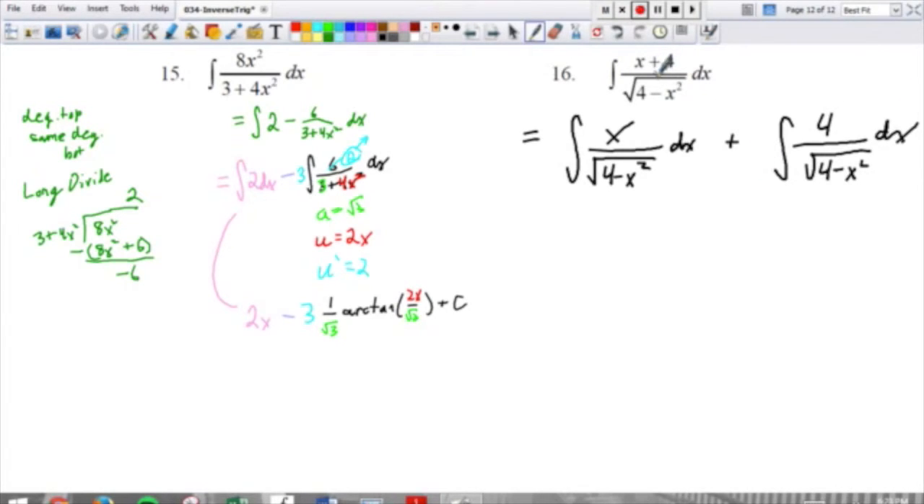So all I did was turn fraction addition back into addition, okay? I'm always allowed to break up integrals over addition and subtraction, not over multiplication. Stop doing that.